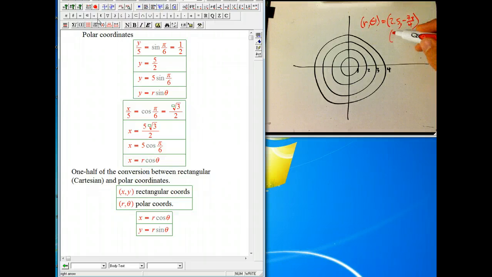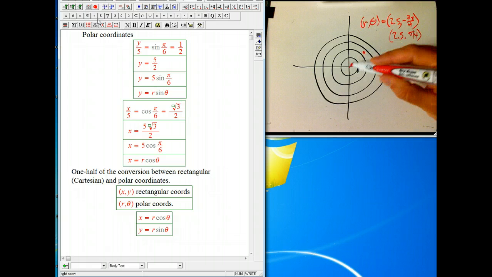So this is really another equally accurate polar description. It's really 2.5 plus pi over 4. And it's going to be right in here. It's going to have that radius 2.5.